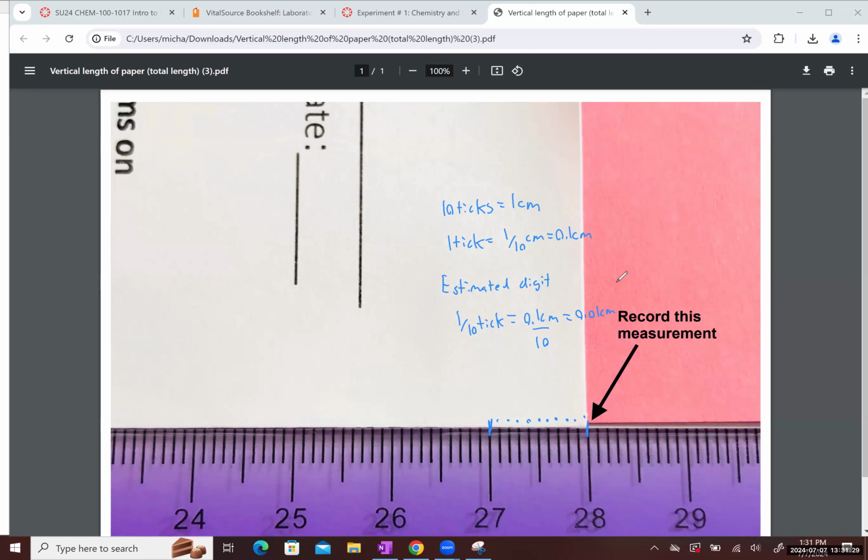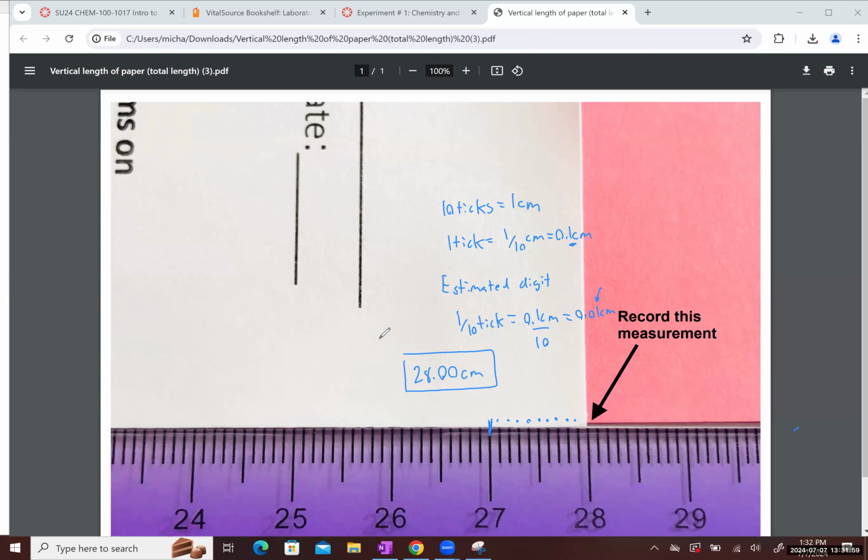Okay, it looks like we're pretty much right on the line. Let me erase this mark just so I can see that a little better. It looks like we're pretty much right on the 28 centimeter line. So we'd write it as 28.0 for our certain digits because we can report certainly up to the 10th place, and then we're going to estimate to the 100th place. So I can write this as 28.00 centimeters.